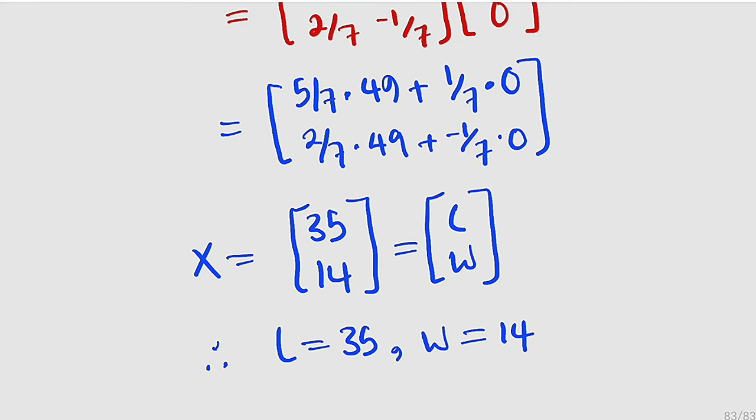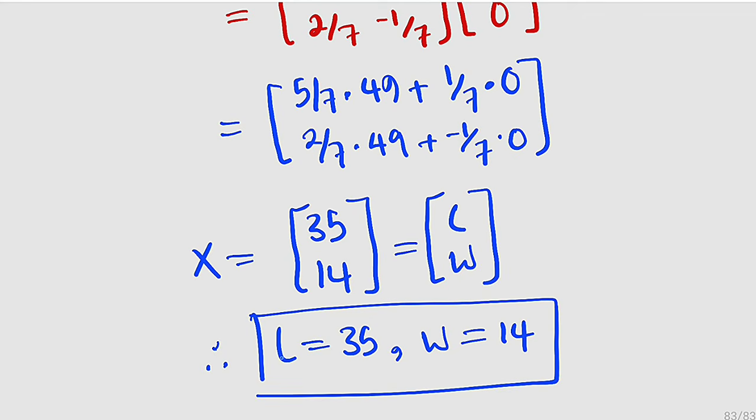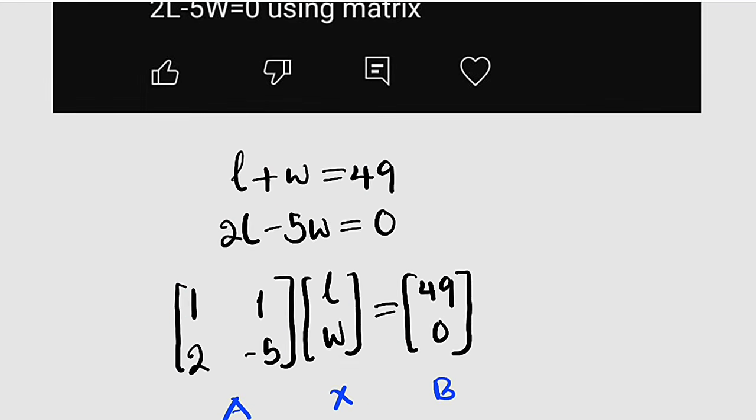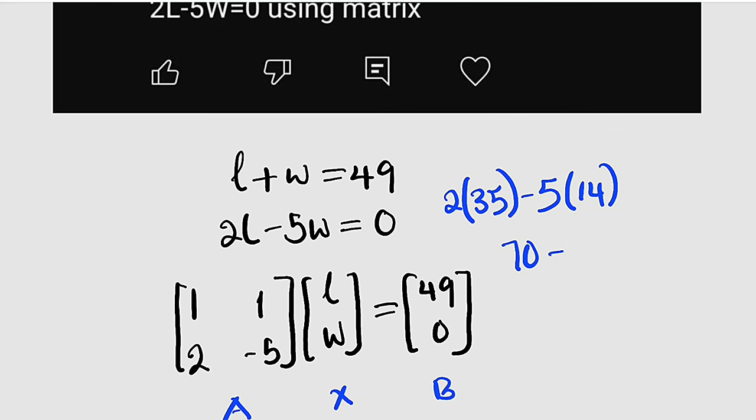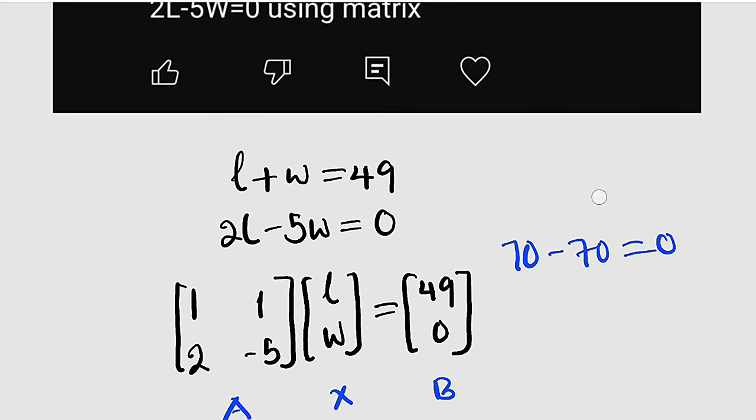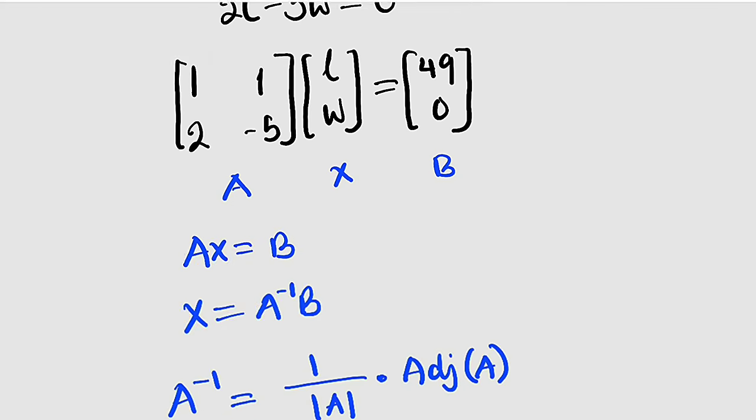The only thing we need to confirm is whether this will satisfy the two equations. We have L plus W. L is 35, W is 14. This is definitely 49, yeah. So it satisfies the first equation. What about the second equation? We have 2 times 35 minus 5 times 14. Will this give us 0? This is 70. This is also 70. Yeah, this is equal to 0. Hence, L is equal to 35 and W equal to 14.